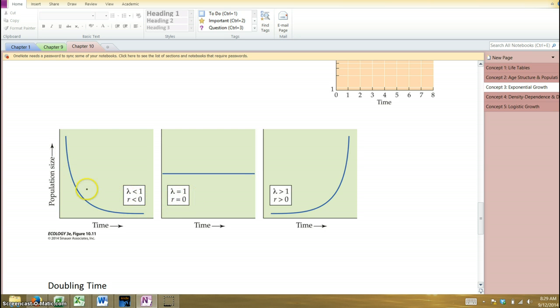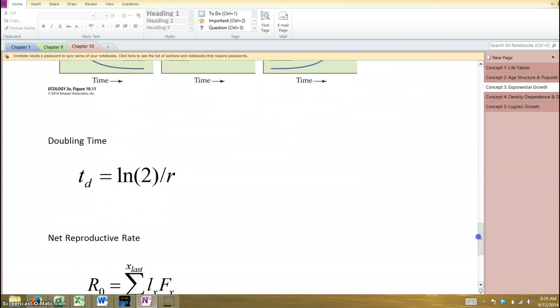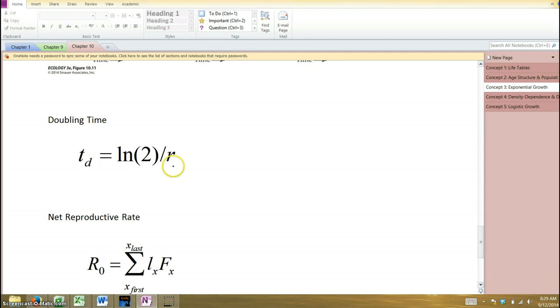So a shrinking population has a lambda less than 1 or an r less than 0, and a growing population has a lambda greater than 1 and an r greater than 0. Another formula, we can also calculate the doubling time of the population based on the exponential growth rate. Essentially, in how many years or time units will that population double in size?